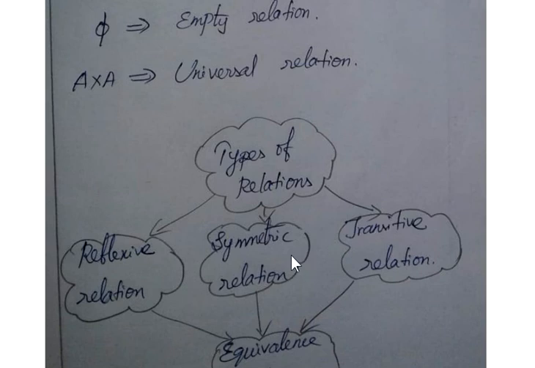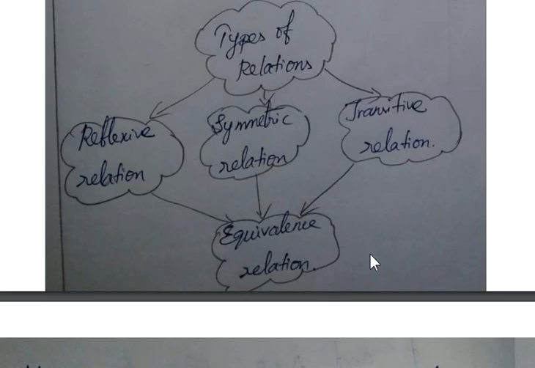Next one is types of relation. So what are the types of relation? Reflexive relation, symmetric relation, transitive relation. If a relation satisfies these, then it is called by a special name, equivalence relation. So one man is there. Here the relation is 'man is a relation'. A man is a man to himself.